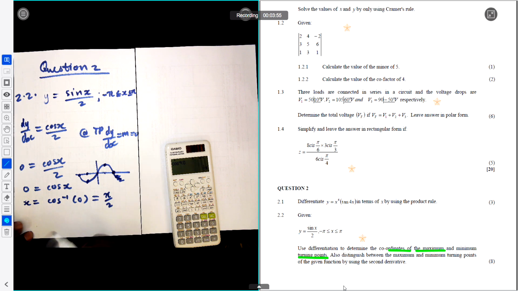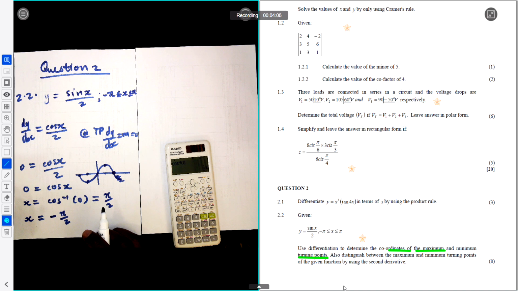So we can say x is equal to negative pi over 2. Or you can say pi, the reference angle, minus the straight angle, which you're going to use 0 degrees there. But we know that on the positive side, it always mirrors to the negative side, but vice versa, it goes below there. So at this turning point, you'll have pi over 2 and negative pi over 2.